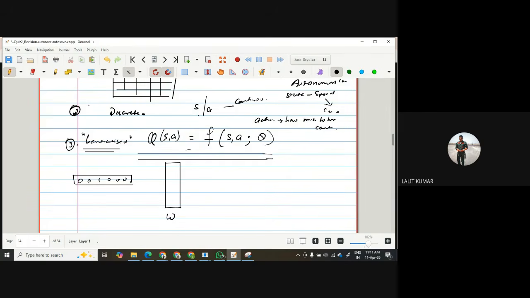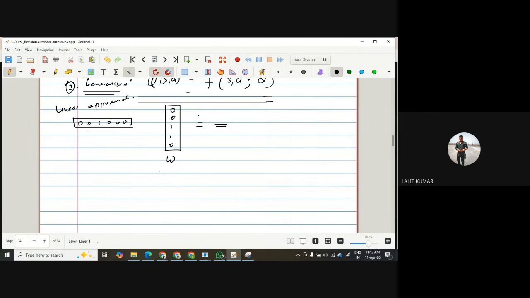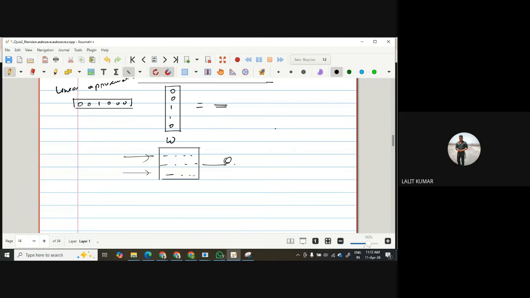S,A is something like this: 0, 0, 1, 0, 0, 0. Here there are some values for W: 1, 0, 0, 1, 1, 0. And when you multiply this, you get an answer, Q. So this is linear approximation. The second is, you can also use a neural network. We have seen the neural networks. We feed S and A to the neural network, we have got various layers and we get Q. And the most important thing here is that when we do this, we can update weights through gradient descent.